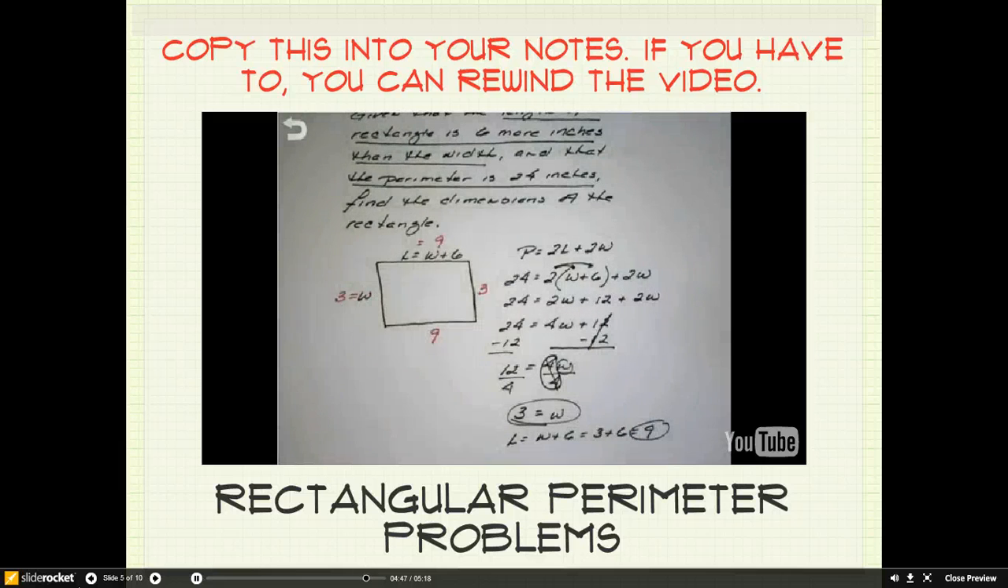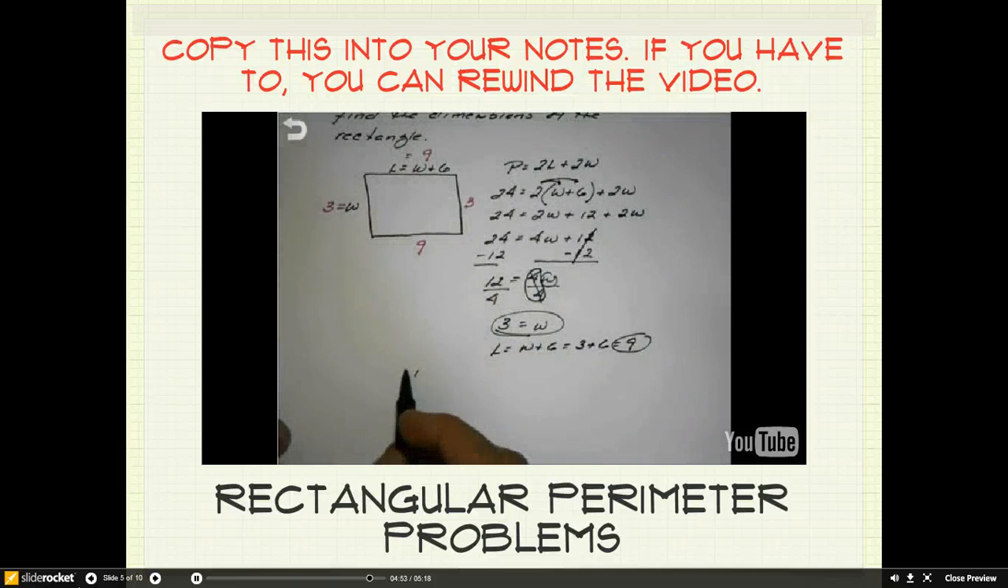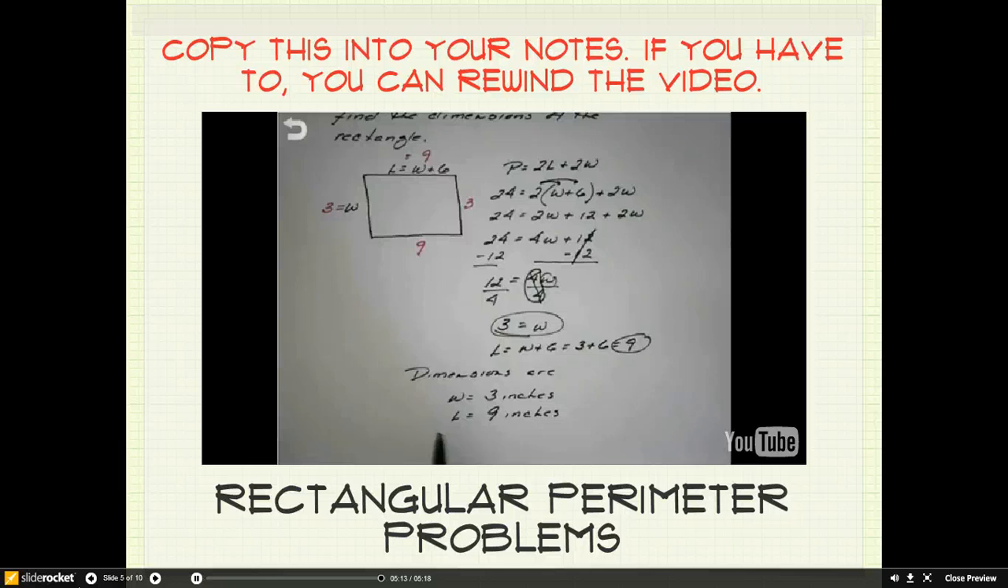So that's a check. So the dimensions are width equals 3 inches, and length equals 9 inches. And that's how you do a fairly typical problem with rectangular perimeter. There's your answer.